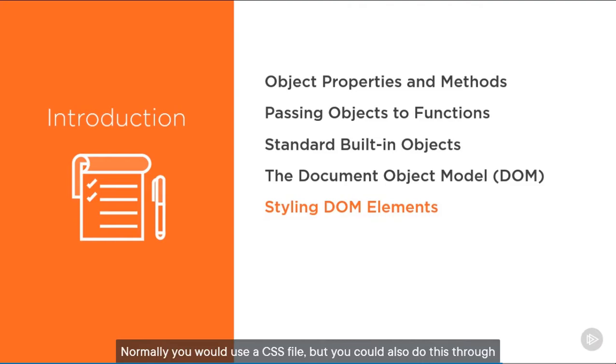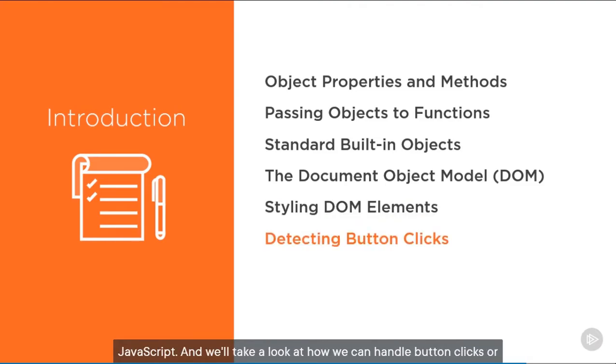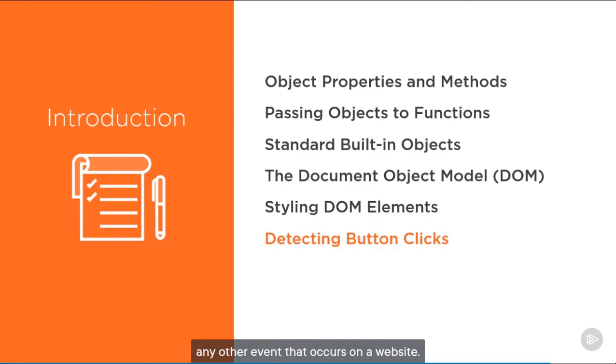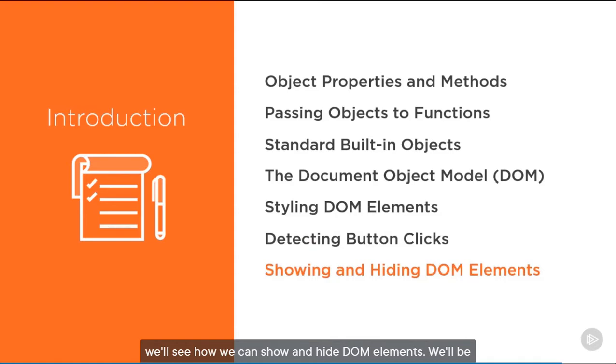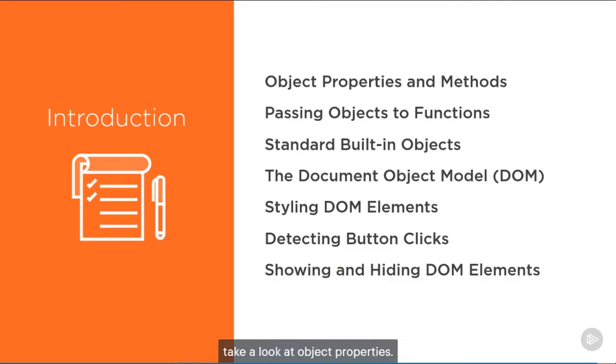We'll see how to style DOM elements. Normally you would use a CSS file, but you could also do this through JavaScript. And we'll take a look at how we can handle button clicks or any other event that occurs on a website. And finally, we'll see how we can show and hide DOM elements. We'll be working with CSS classes for this. So let's get started and take a look at object properties.